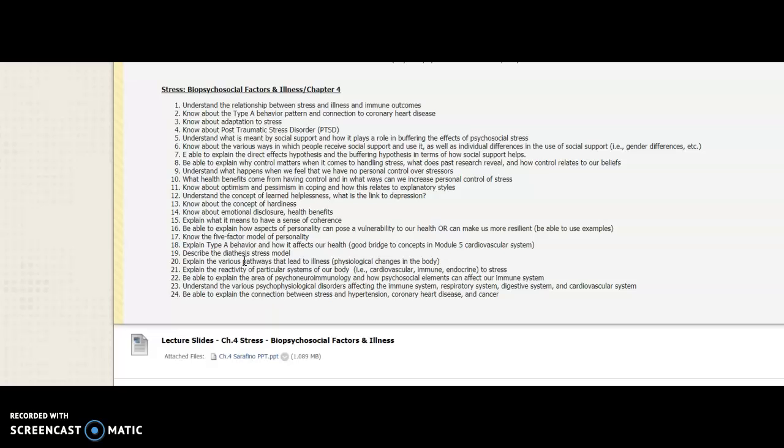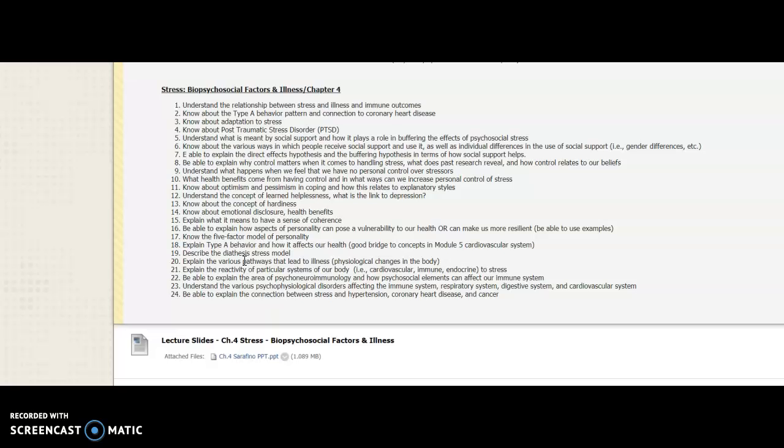Want to be able to explain the area of psychoneuroimmunology, which is basically just the interactions of your mind, your neurochemistry, and your immune system, and how different psychosocial elements can affect your immune system. Looking at the different psychophysiological disorders that affect the immune system, as well as the respiratory system, digestive system, and cardiovascular system. There's a whole host of physiological disorders that are brought on by psychological elements. So we can actually make ourselves sick in how we think about things and how our brain processes, right?